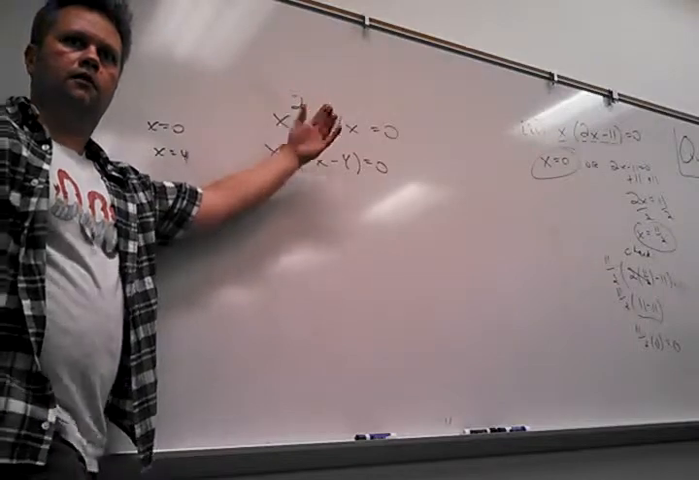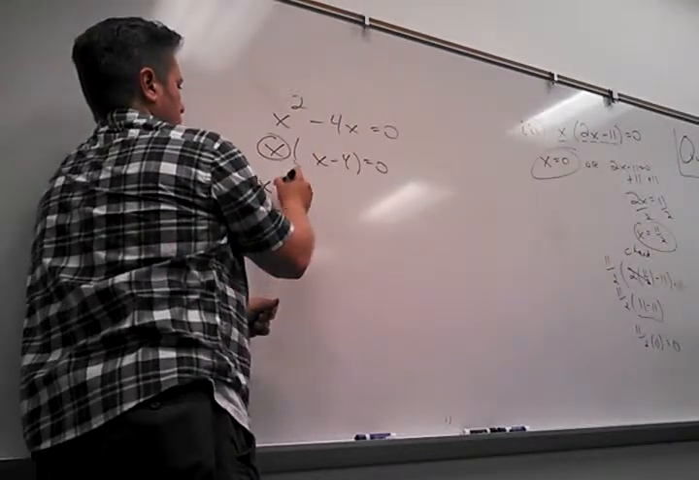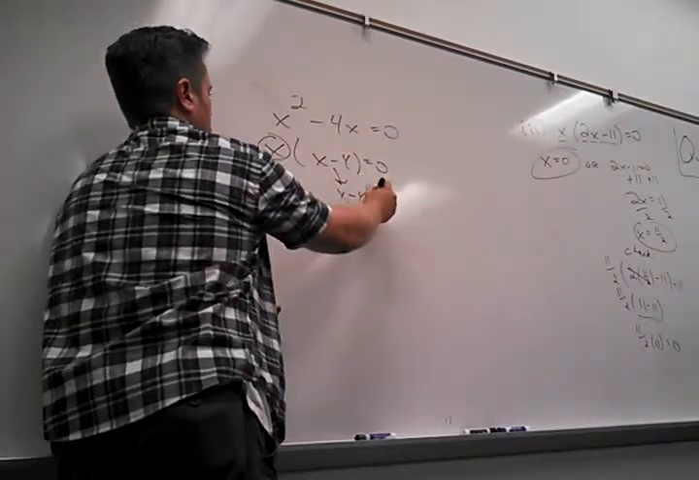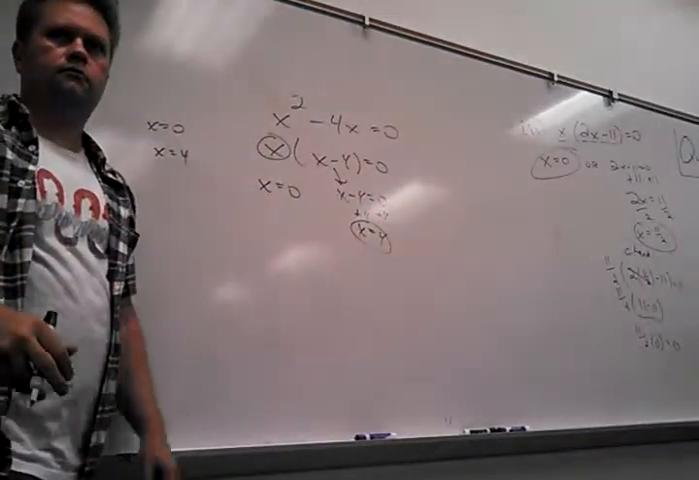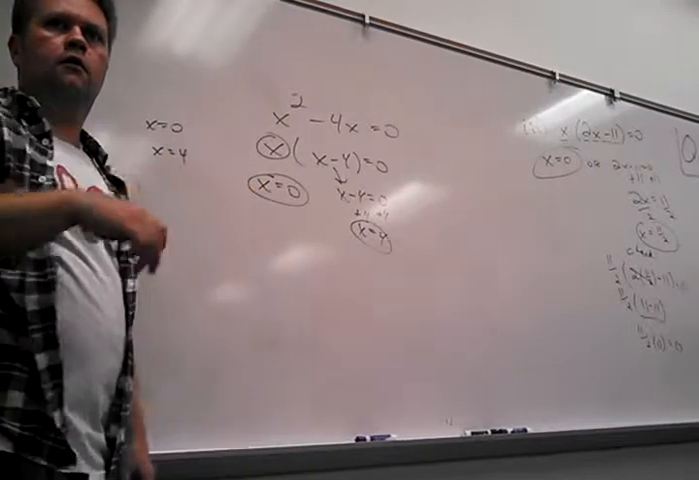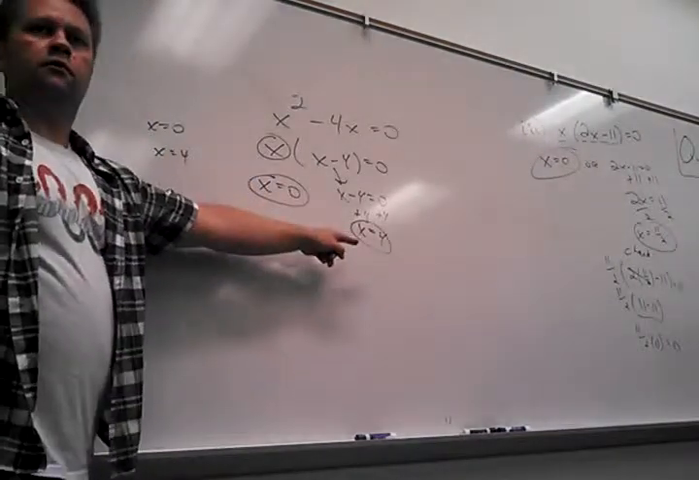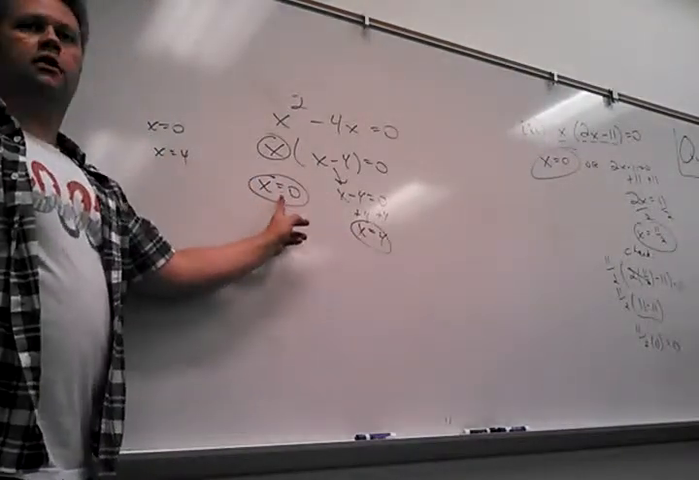Oh, right, yeah, okay. Because what makes this part 0? 0. What makes that part 0? 4. Right? I thought you were saying that the answer would be 4. One answer is 4, for x. And the other answer is 0.